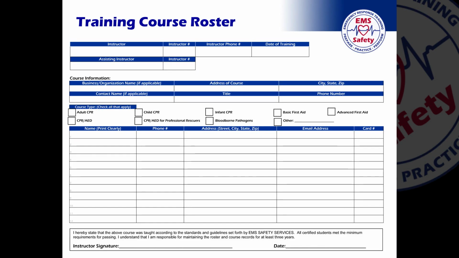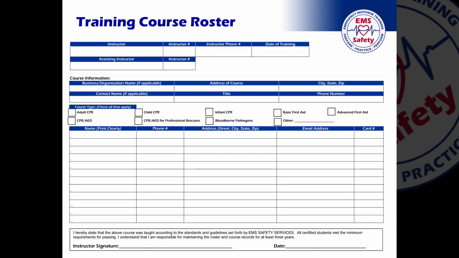Page 2. Page 2 of the roster documents a lot of important information about the course, starting with who taught it. The instructor's name, unique instructor number, and phone number go in these fields. Then the date of training goes here. Be sure that the date on the roster is the same as the dates on the course completion cards.